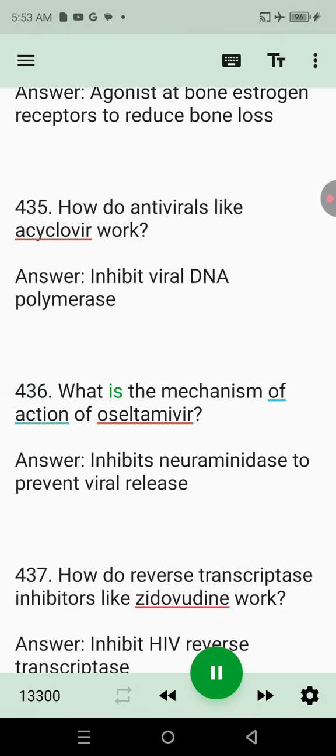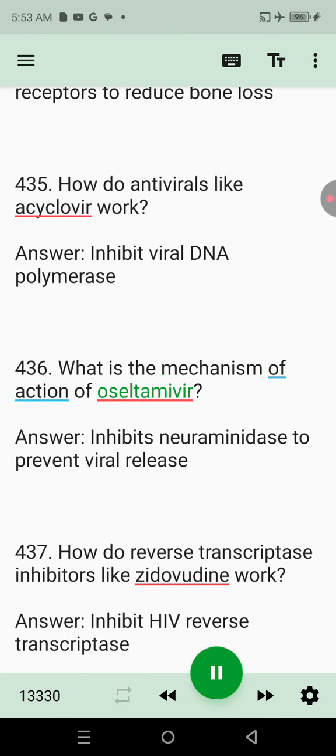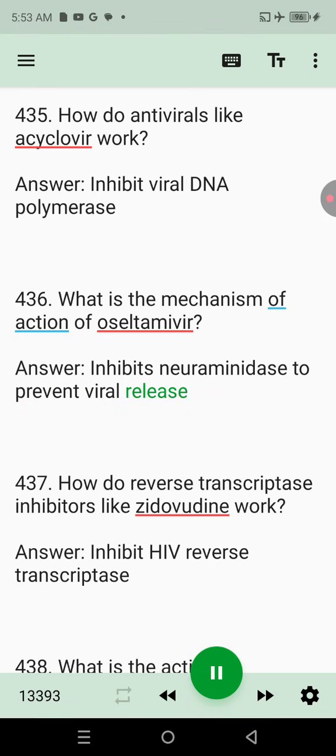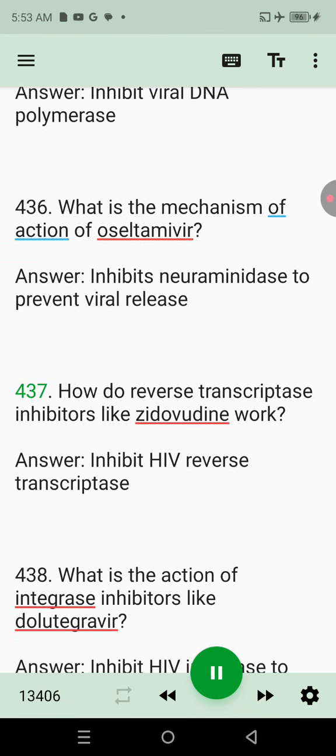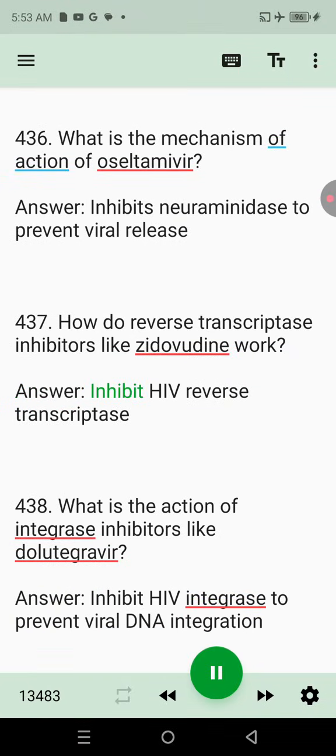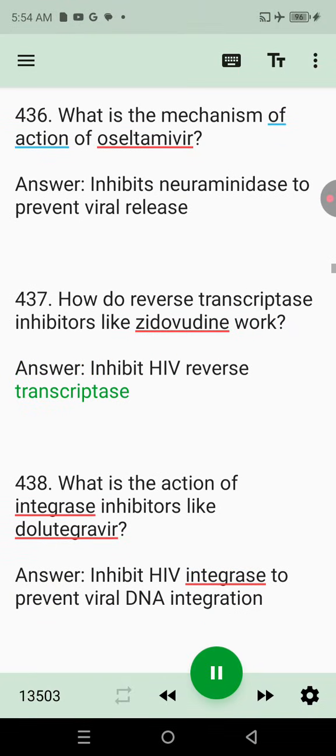436. What is the mechanism of action of oseltamivir? Answer: inhibits neuraminidase to prevent viral release. 437. How do reverse transcriptase inhibitors like zidovudine work? Answer: Inhibit HIV reverse transcriptase.